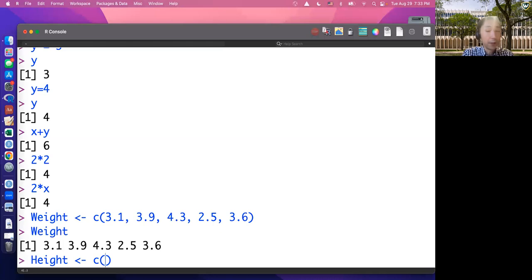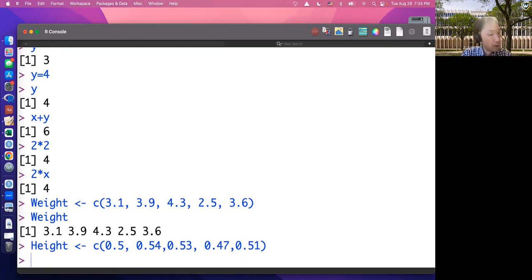Yeah, you can define also another vector, for example, a vector of heights of 5 newborn babies. Suppose the first baby has the height of 0.5 meter, and the second baby has the height of 0.54 meter, and so on. Then you can define it this way. So weight is in kilogram and height is in meter.